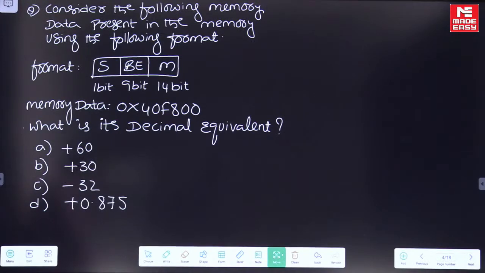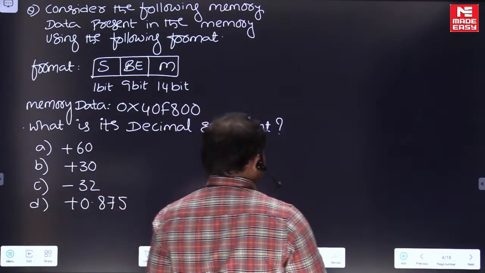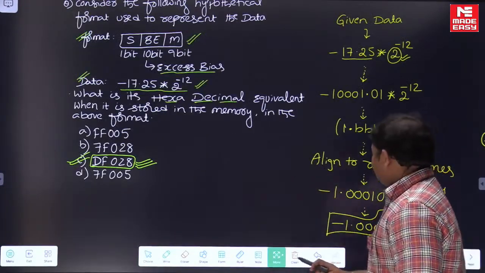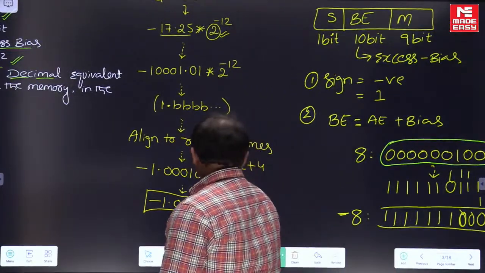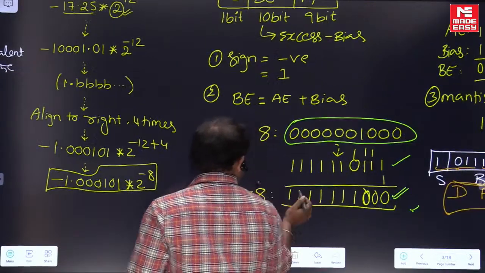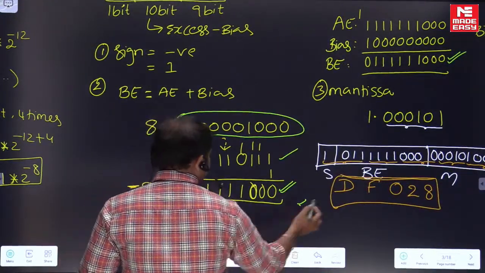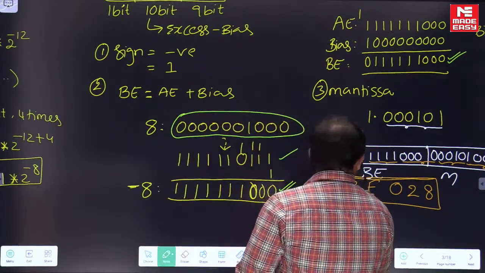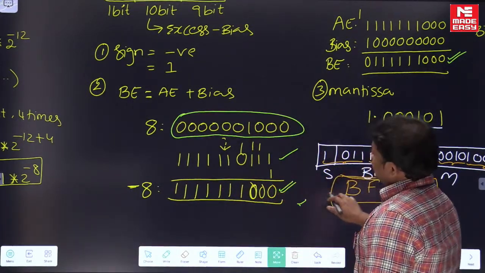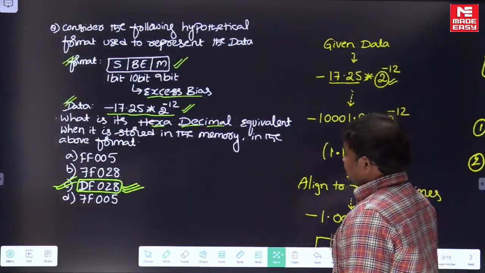Hey students, in the previous question, this is not D, this is B, right? B, BF028. Yeah, thank you.